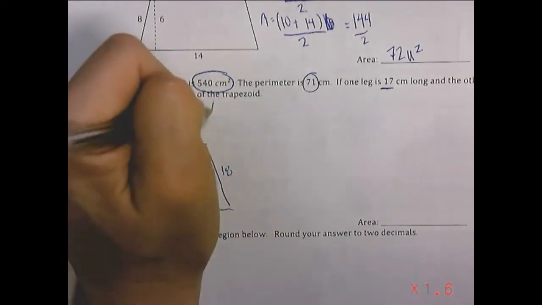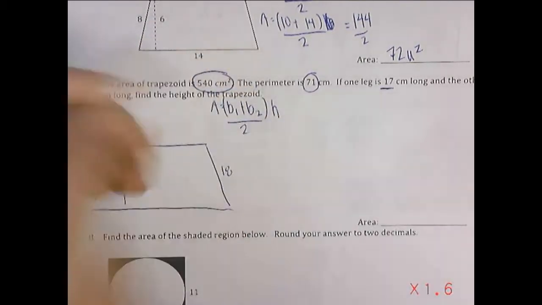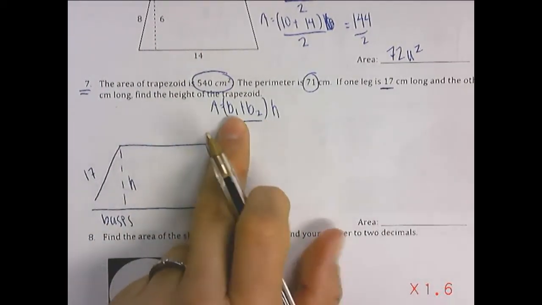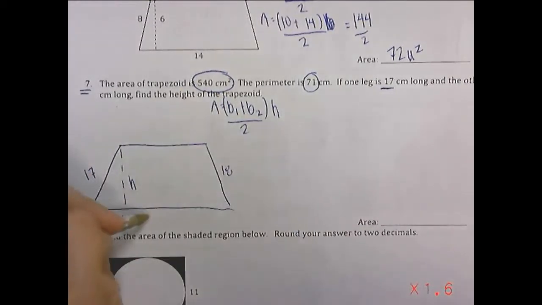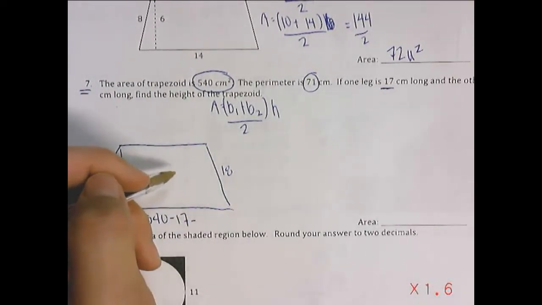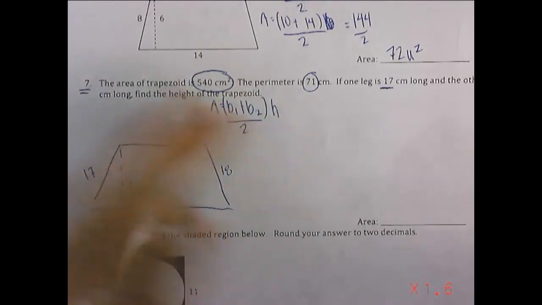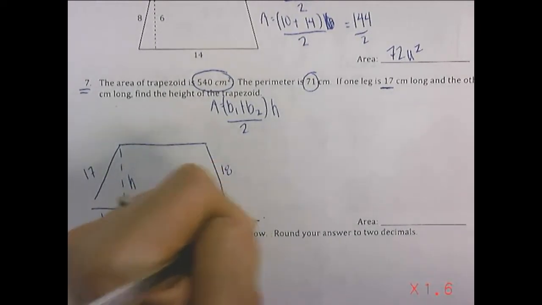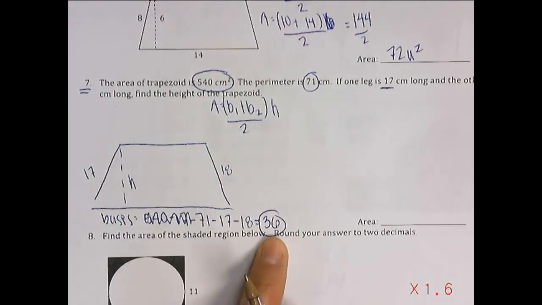Alright, well don't forget that area equals B1 plus B2 times your height divided by 2. So I'm going to find my bases. And I don't need to find each individual base, I just need to find the sum of them. So in order to find my bases, I'm going to take the perimeter, 71, minus one leg, 17, and the other leg, 18, and get 36. So I know that the sum of my two bases is 36.